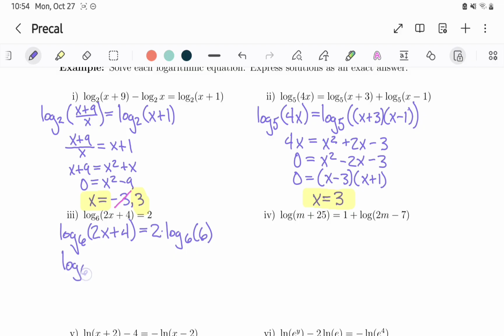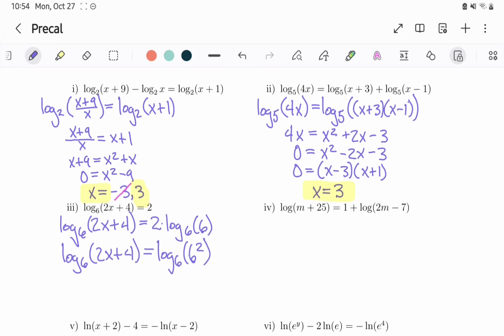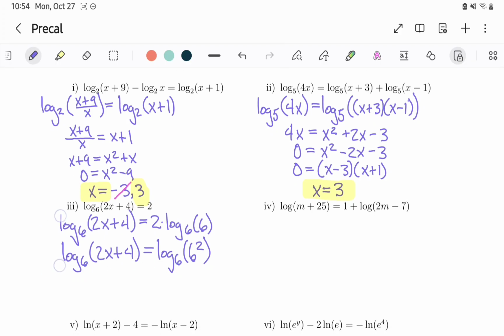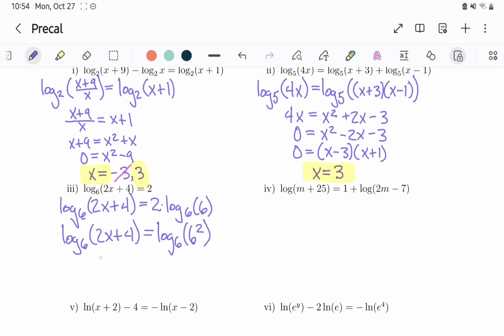log base 6 of 2x plus 4 is equal to log base 6 of 6 squared. Okay, now we can use the note at the top, since we have single logarithms with the same base on each side, to conclude that what we have inside the logarithms are equal to each other. So we have 2x plus 4 is equal to 6 squared, which, by the way, is going to be 36. So 2x plus 4 is equal to 36.